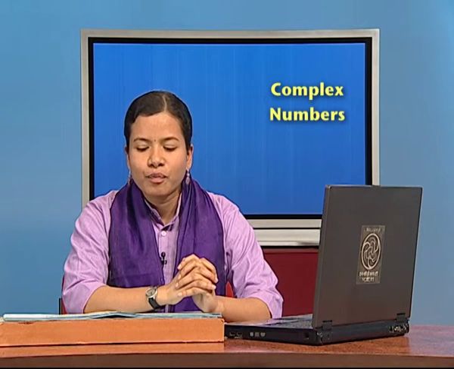Find the value of the product of the cube of 2i to the power minus 1 with 1 upon 4i and 5i to the power 5 and i to the power minus 7.